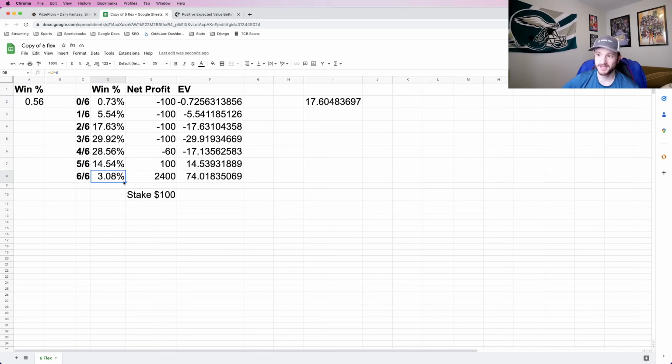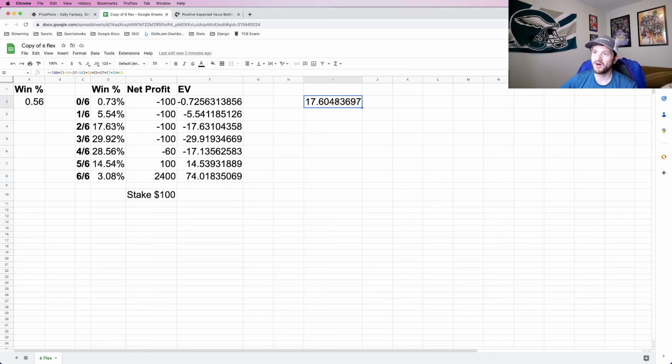If that does happen, there is a 3% chance of that happening, of you winning all 6 out of 6. If that does happen, you will profit $2,400. So the math behind that, there's roughly a 3% chance of winning $2,400. So the expected value is roughly $74 in terms of the percent chance and the payout. Again, you don't really need to understand the math behind it. Just know that that's how all this stuff is calculated.